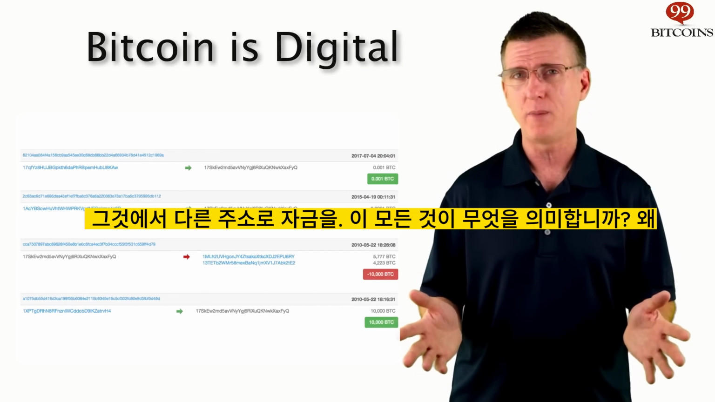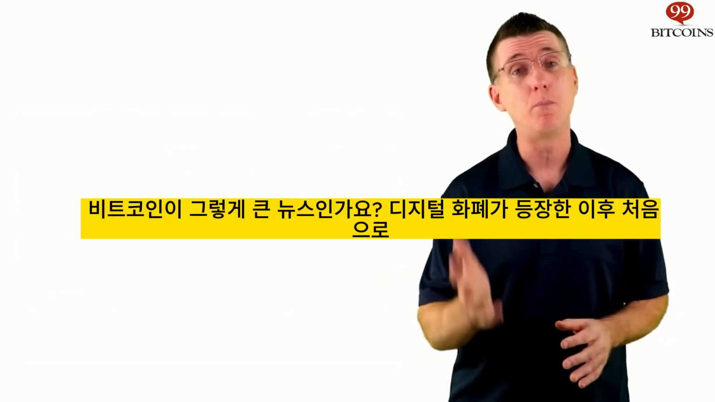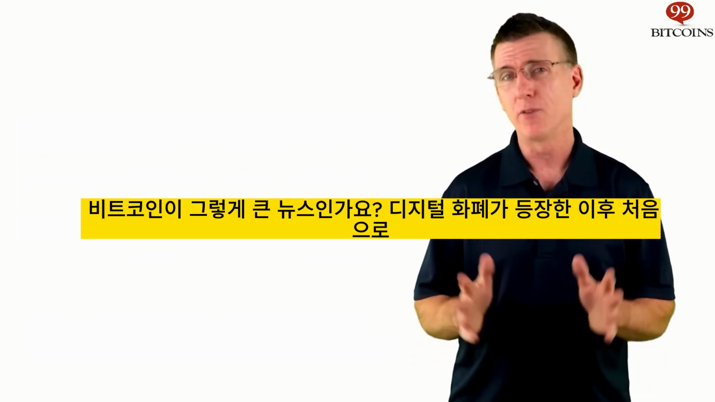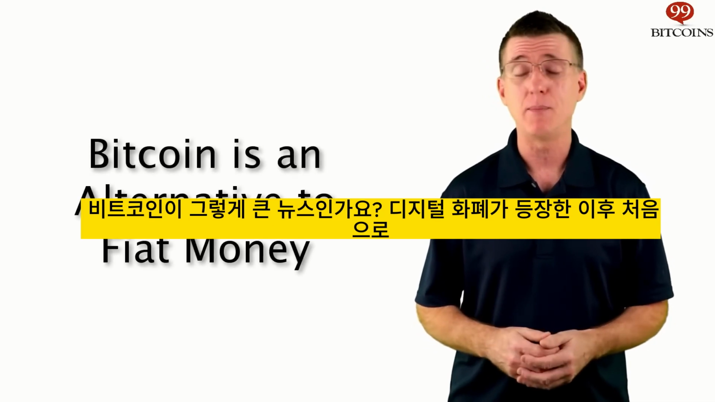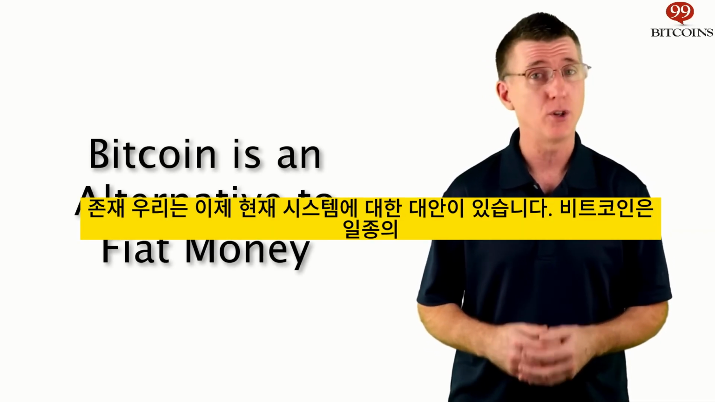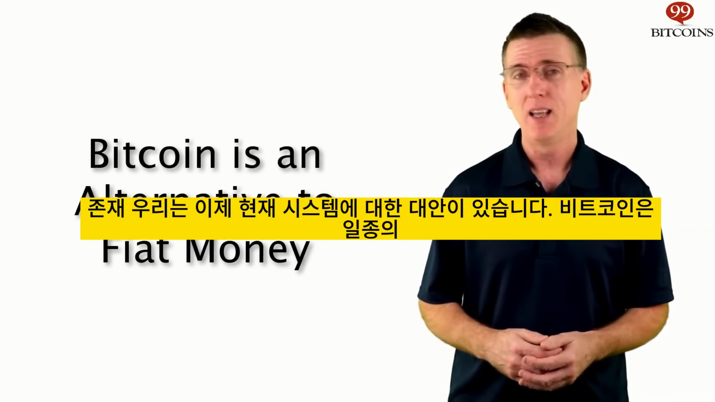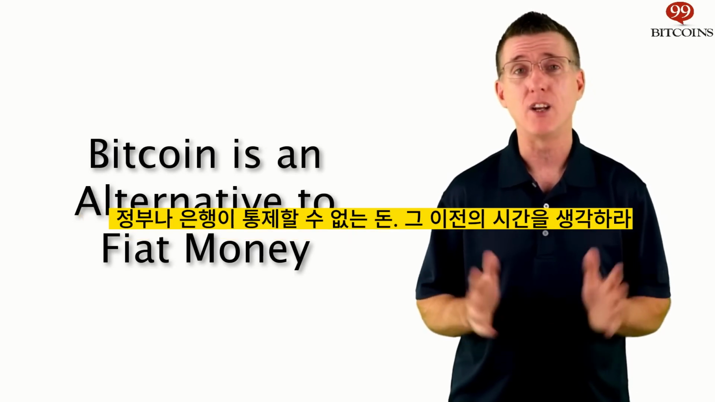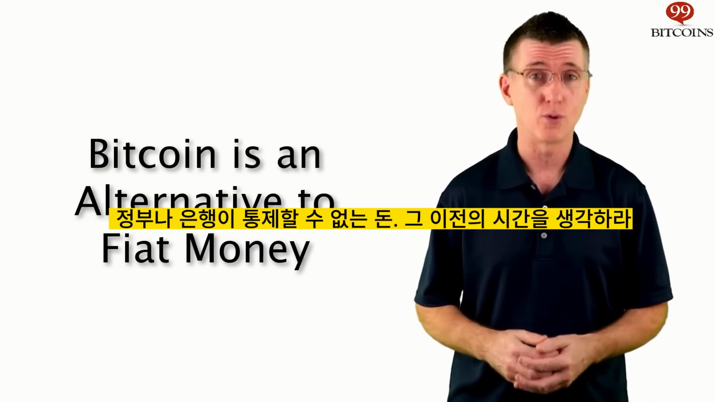So, what does all of this mean? Why is Bitcoin such big news? Well, for the first time since digital money came into existence, we now have an alternative to the current system. Bitcoin is a form of money that no government or bank can control.